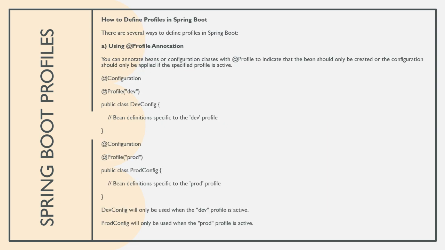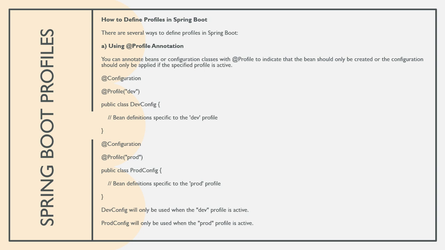Now, how do you define it? We have already discussed what exactly a Spring Boot profile is and why we use it, and now we are going to discuss how to define one. There are several ways of defining profiles in Spring Boot. One popular way is the @Profile annotation. You can annotate a bean or configuration class with the profile to indicate that the bean should only be created, or the configuration should only be applied, if this profile is active.